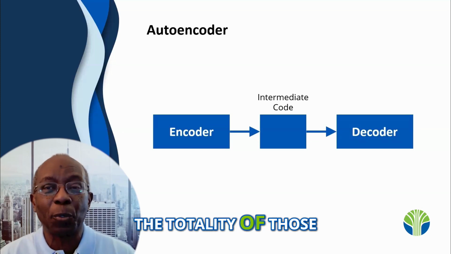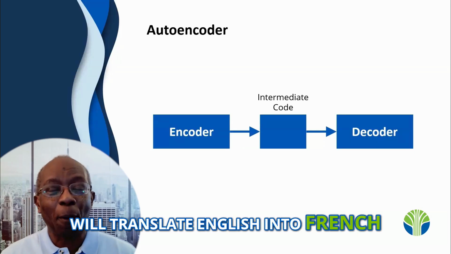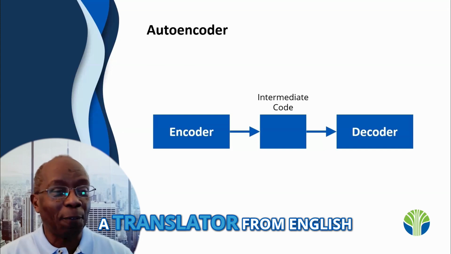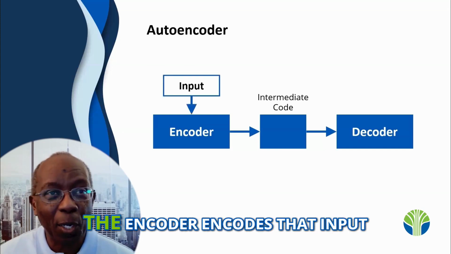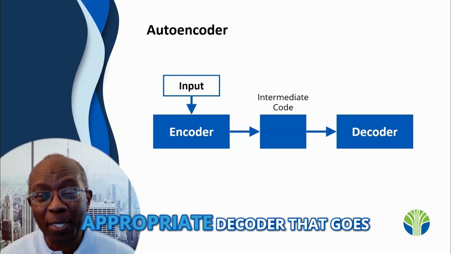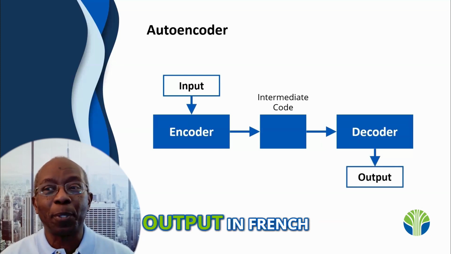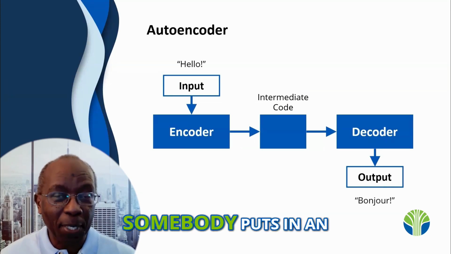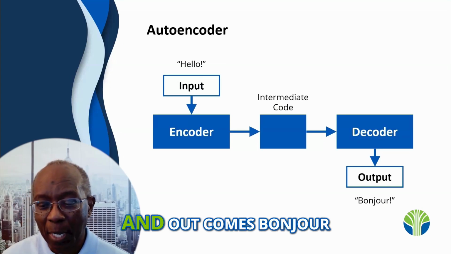The totality of those two neural networks gives you a translator that will translate English into French. Now, by just hooking on a different decoder, you now get a translator from English to another language. So you are now going to have input coming in, the encoder encodes that input, you get intermediate code, now you have an appropriate decoder that goes to your target language, and out comes the output in French, in Urdu, in Chinese, or whatever. So somebody puts in an English phrase, let's just put in hello, and out comes bonjour.